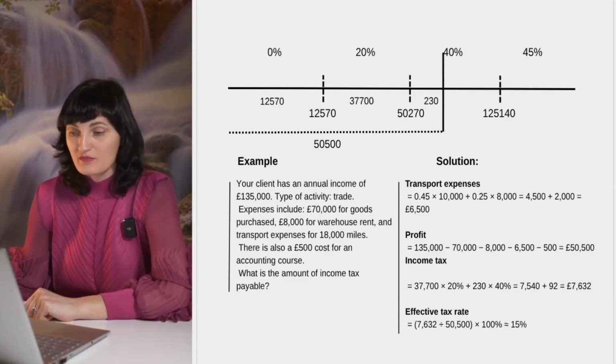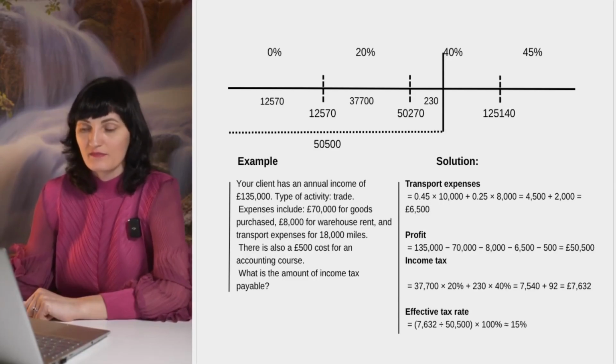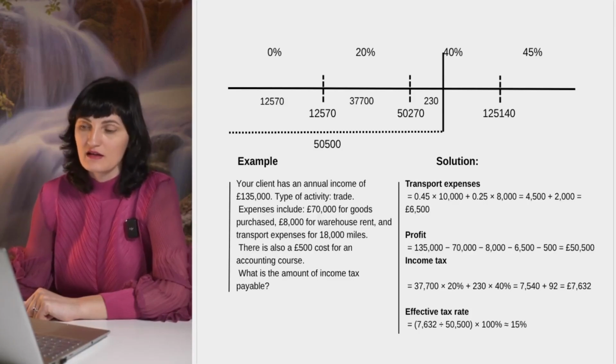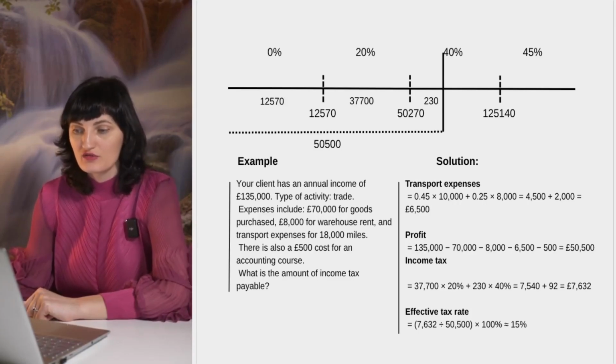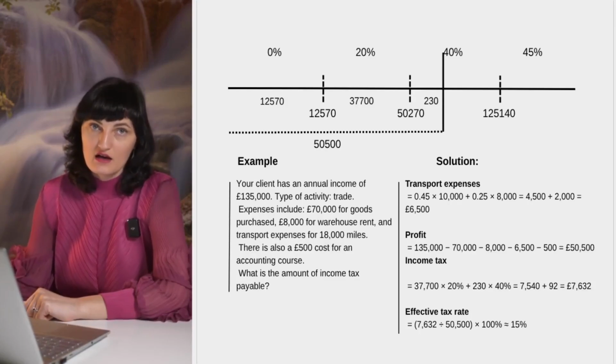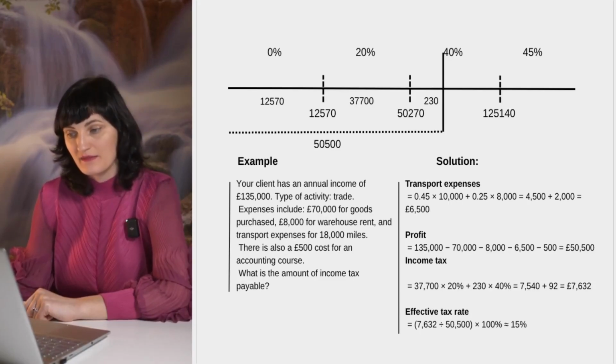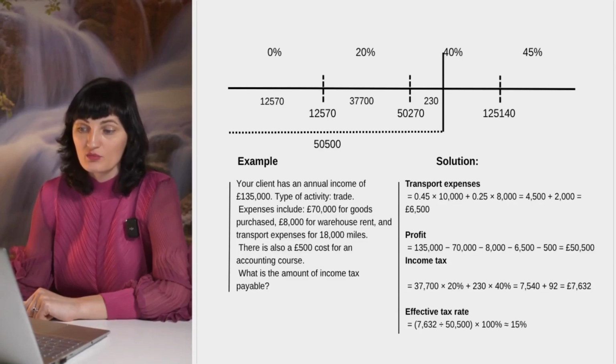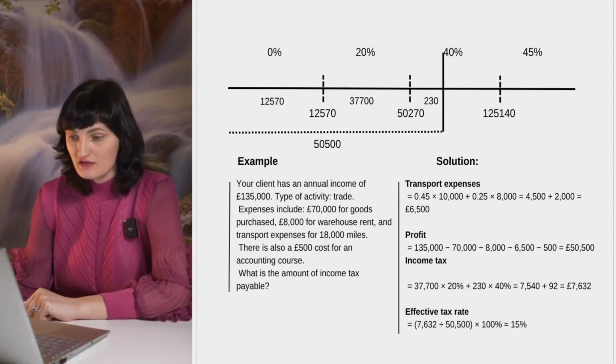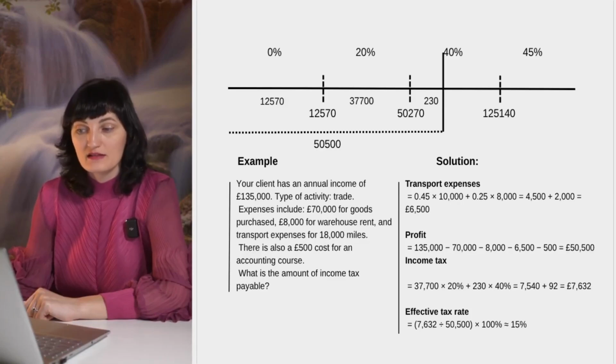So, in this case, we first need to calculate the expenses. First, the transport expenses are given in miles, so we need to calculate the cost per mile. That will be 0.45 times 10,000 because there's a slightly higher rate there, and for those over 10,000, that's 8,000 miles, calculated at 0.25 each. The total amount of transport expenses is £6,500. The profit will be 135,000 minus 70,000, minus 8,000. 8,000 is our rent, 70,000 is the cost of goods, and minus 6,500 the mileage expenses.